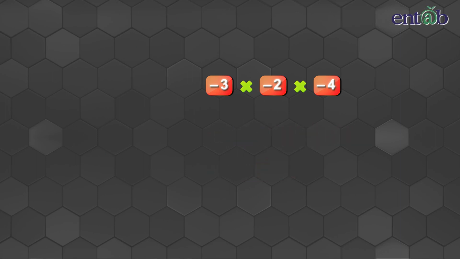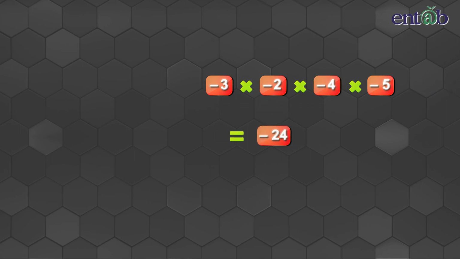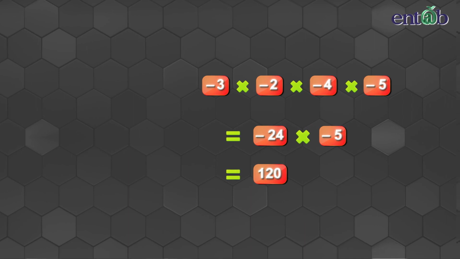Next, let us try to find the product of negative 3, negative 2, negative 4 and negative 5. From the last question, we have the product of negative 3, negative 2 and negative 4 as minus 24. Further, minus 24 multiplied with minus 5 gives 120 as the product.